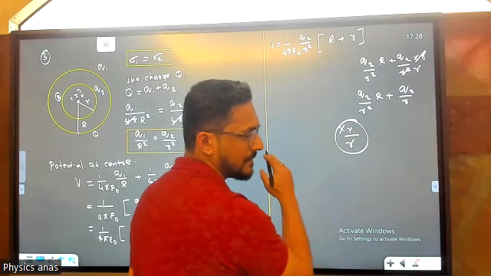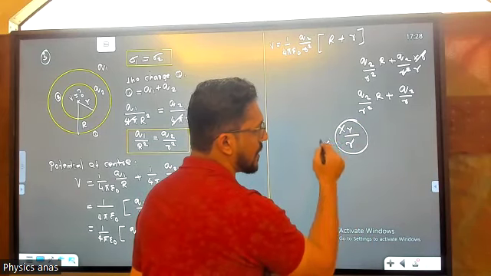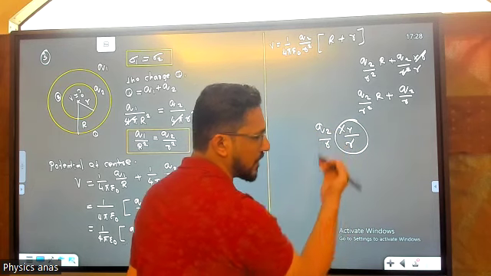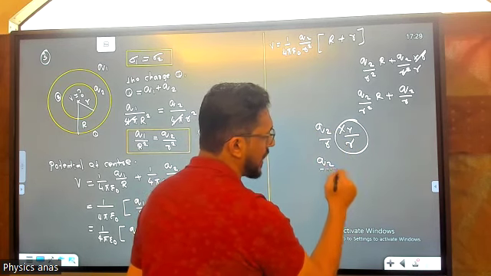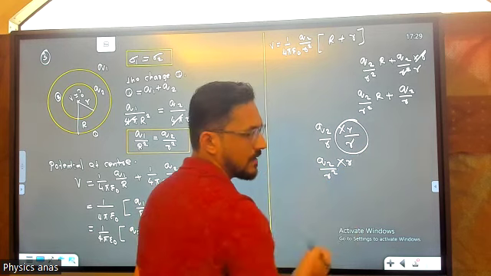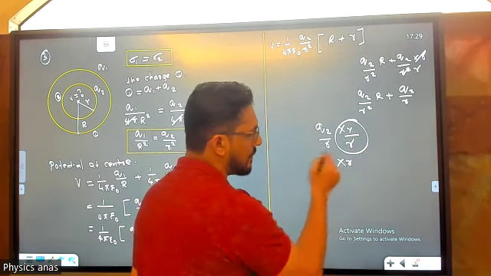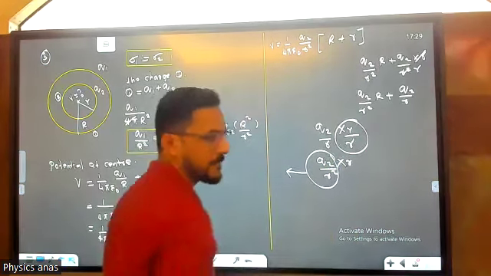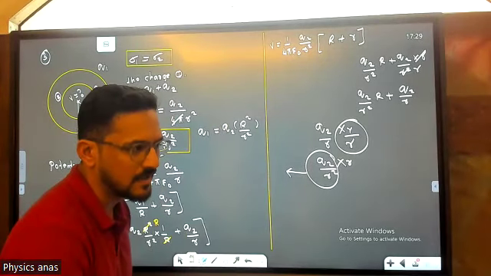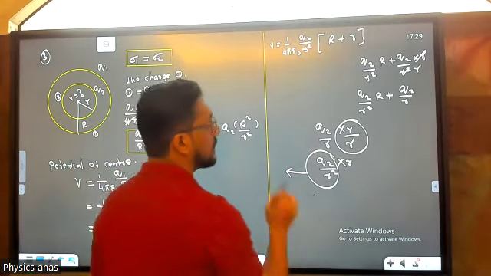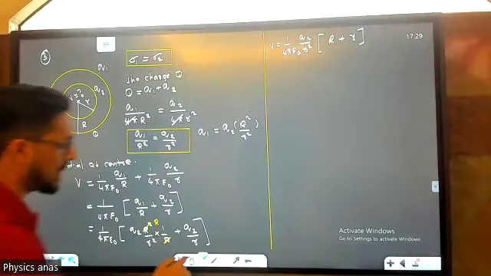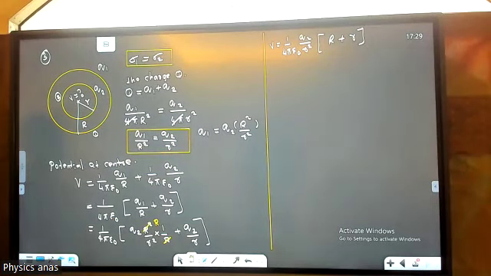Then what is that? This R and the R already below the Q2 is what? Q2 by R square into R. Now I am taking out this Q2 by R square. Got it? So that's it, and I have this equation Q2 by R square.